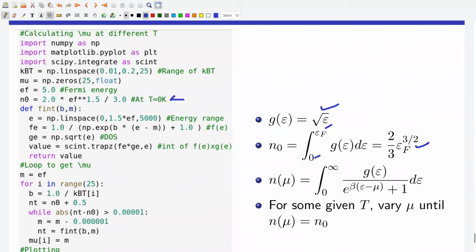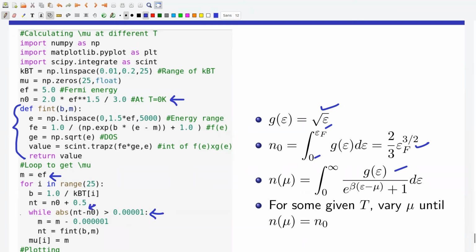N naught is calculated here in the code. At some temperature greater than 0, number of electrons can be calculated by integrating density of states times the Fermi function. This integral is calculated here in this user-defined function. We start with some initial guess value of mu. For example, we can start with a guess value mu equal to EF. We calculate the number of electrons for the guess value of mu and verify whether it is equal to N naught or not. We vary mu until we reach a point where N is equal to N naught.